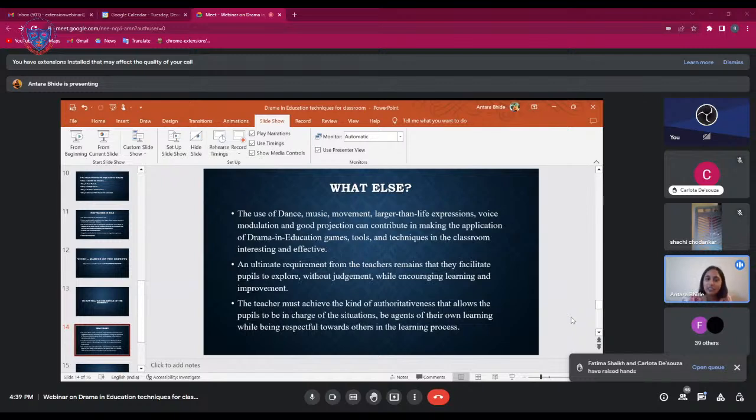Okay. The teacher must achieve a kind of authoritativeness. The teacher has to be the authority. They have to respect the teacher. That allows the pupils to be in charge. Teacher is authority, but the students are also in charge. They are also learning on their own. They are the agents of their own learning. They are being respectful towards each other in that particular learning process. These are the things to keep in mind.